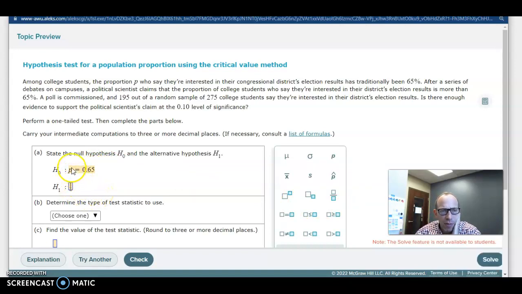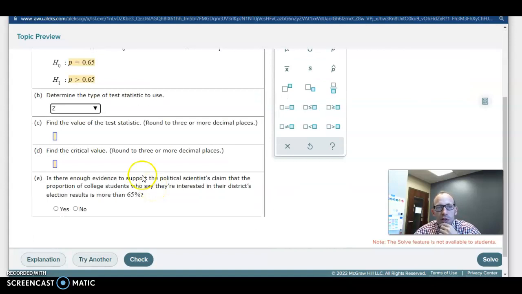Now here, remember that the parameter is going to stay the same and the number is going to stay the same, but the symbol is going to be different. And the claim is that these results are more than 65%. That phrase "more than" lets us know we're looking at the greater than sign. Okay, type of statistic to use: we're going to use a z for our proportions. Value of the test statistic.